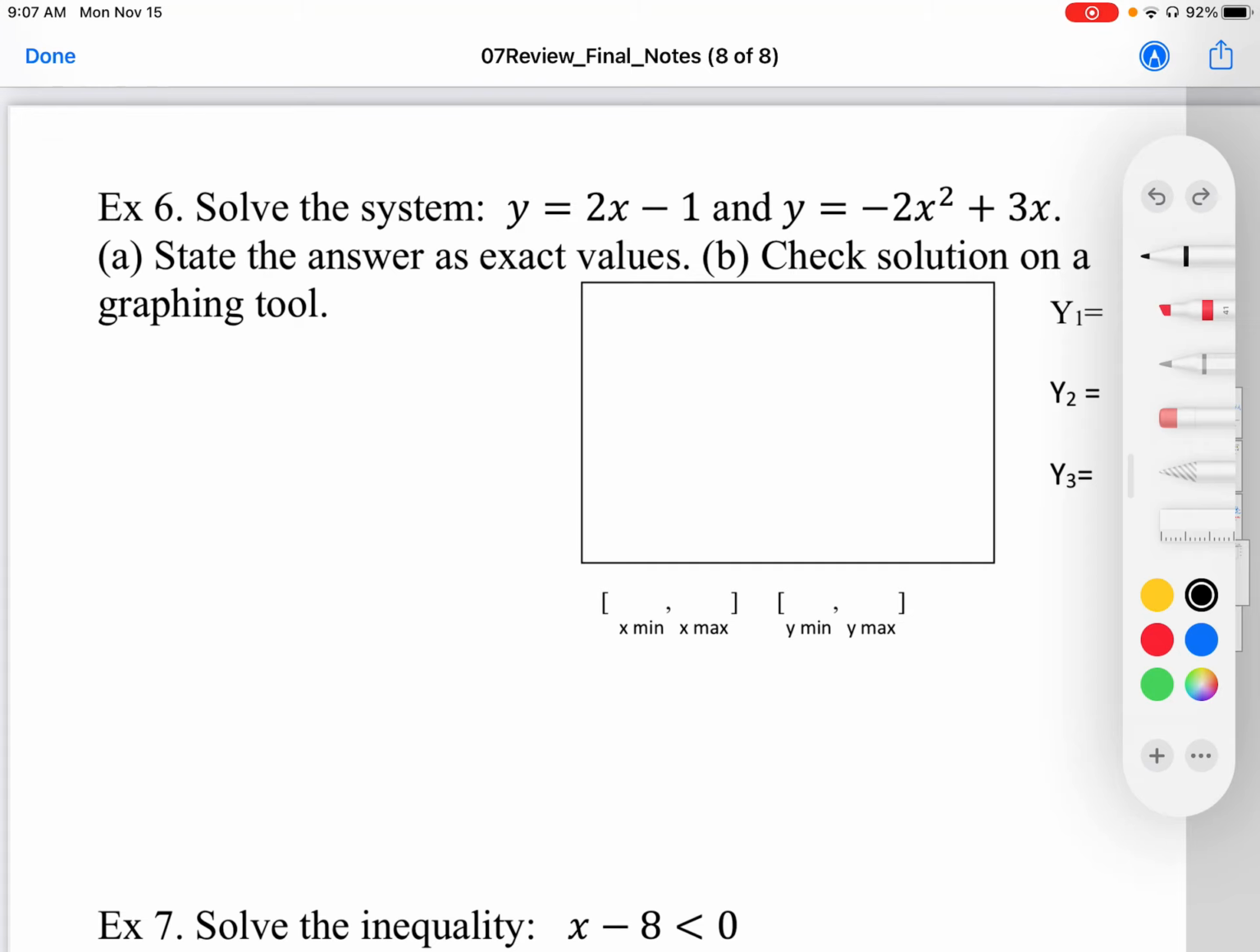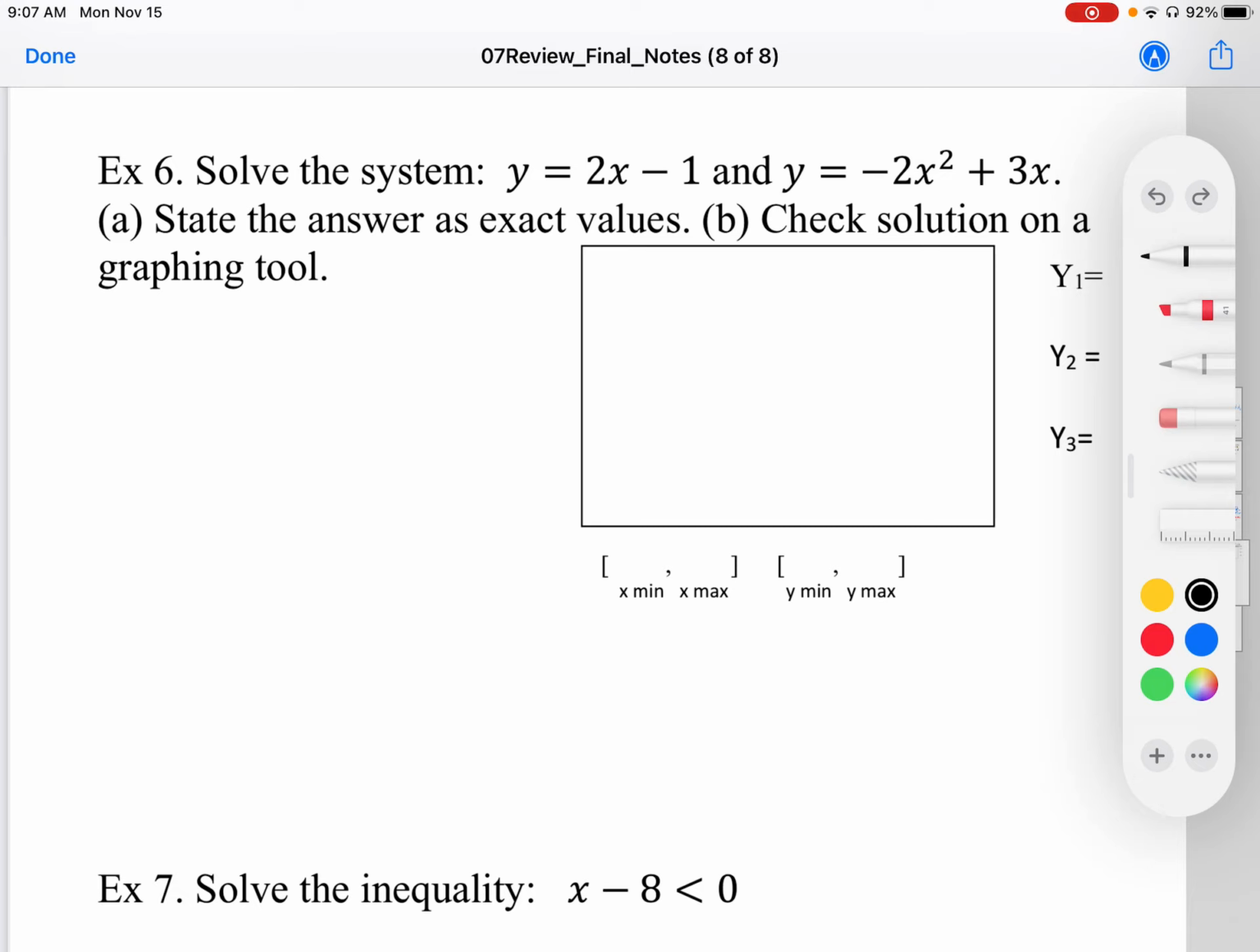For number 6, we want to solve this system of equations. So we have both y equals, so we could do elimination by subtraction or by substitution. In this case, we're going to use substitution: 2x minus 1 is going to equal the other y equation here, negative 2x squared plus 3x. So we essentially replace the y with the other expression. Once we've done that, we now have an equation to solve with one variable.